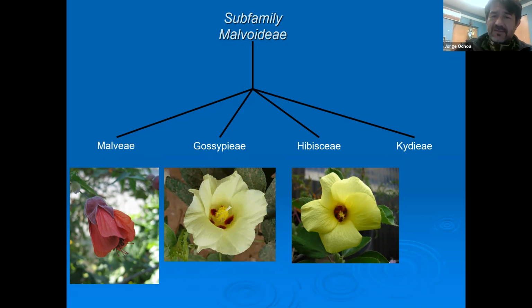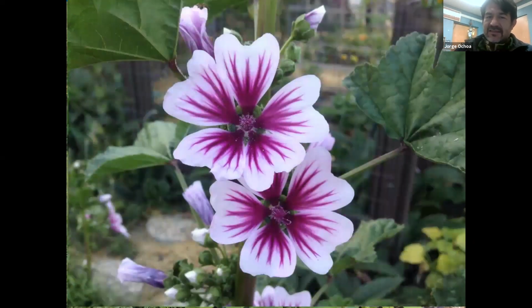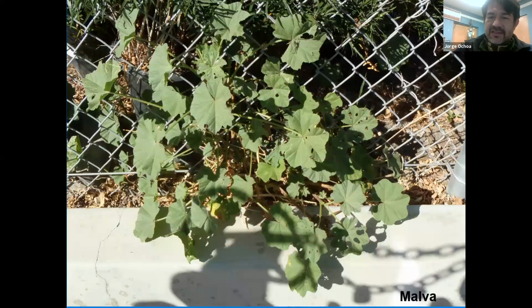And so Malveae would be the first one. This is going to be represented by the genus Malva. And here is what they refer to as Italian hollyhocks, sometimes referred to as Malva sylvestris. So very nice, very ornate. Or the genus Malva here represented by cheeseweed.